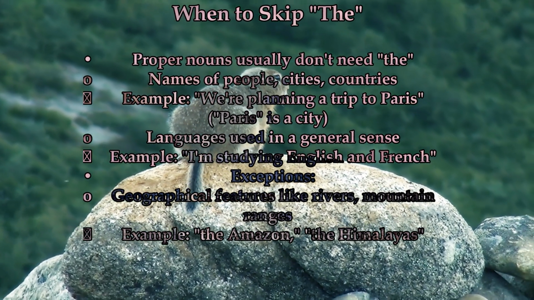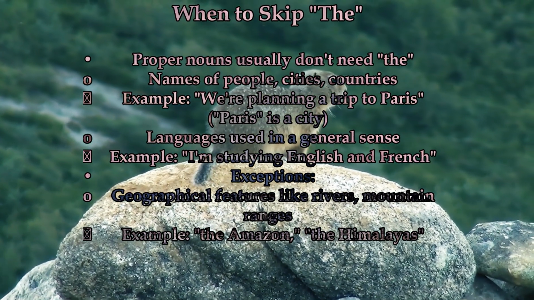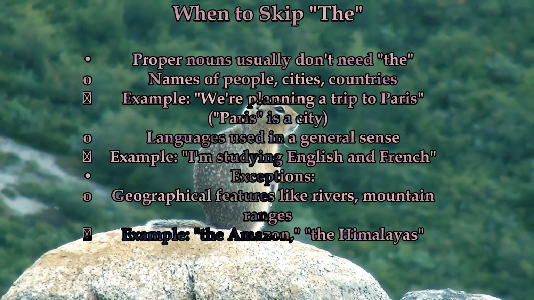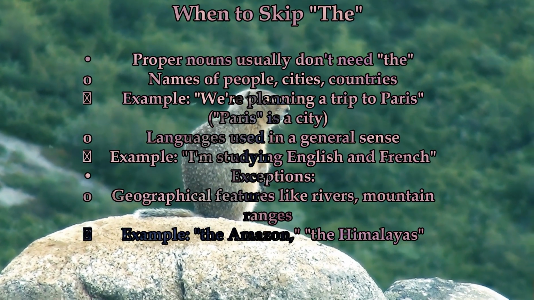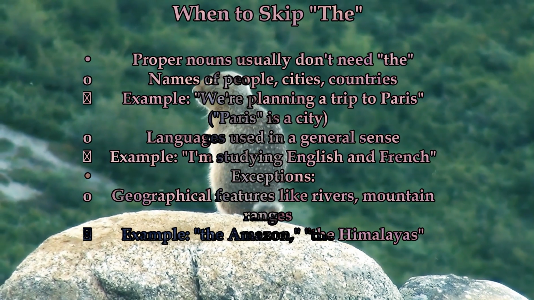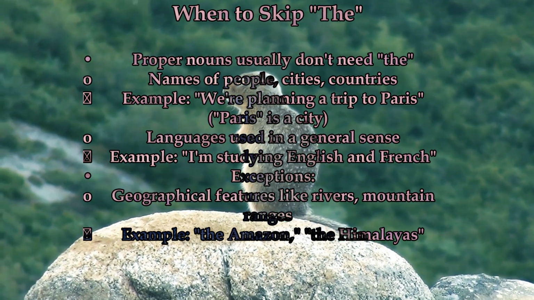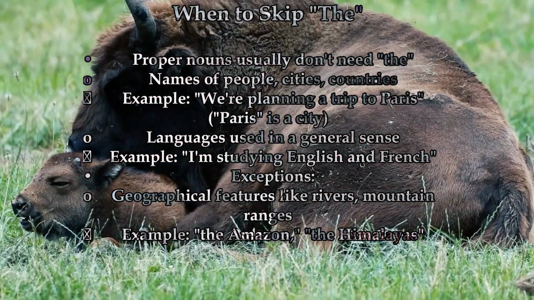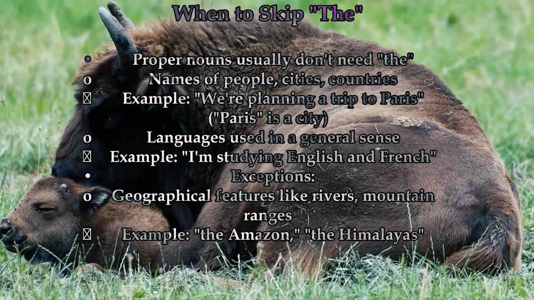The omission of the. Just like with a and an, there are times when you don't need to use the. This is often the case with proper nouns, like names of people, cities, or countries. You wouldn't say the London or the Emma. Listen to these examples.